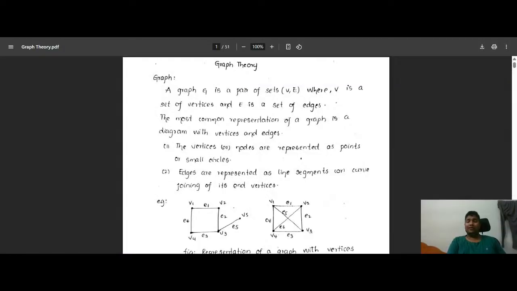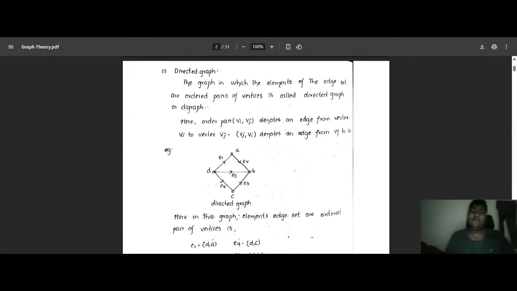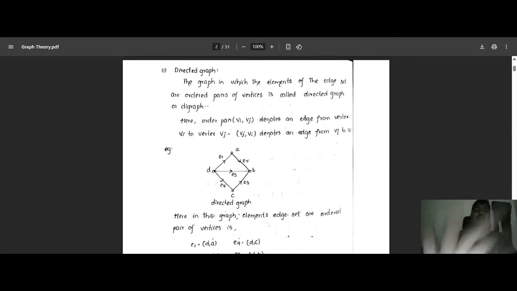A graph G is a pair of sets (V, E), where V is a set of vertices and E is a set of edges. The most common representation of a graph is a diagram with vertices and edges. The vertices or nodes are represented as points, small circles. Okay. Directed and undirected graphs: the edge set consists of all the pairs.